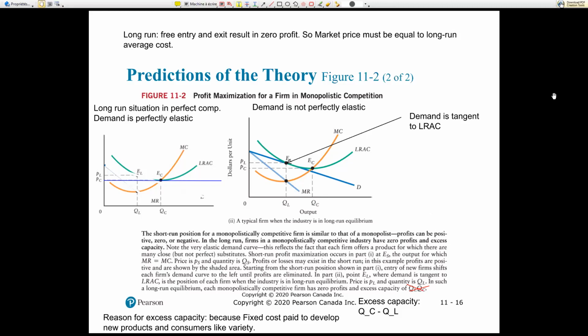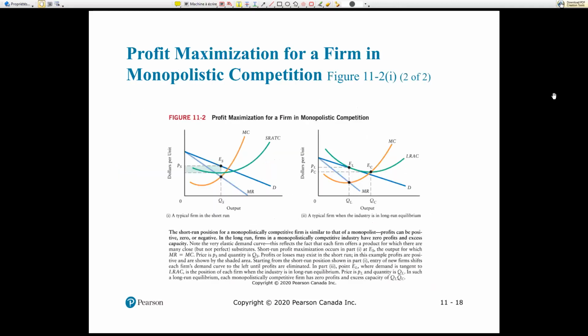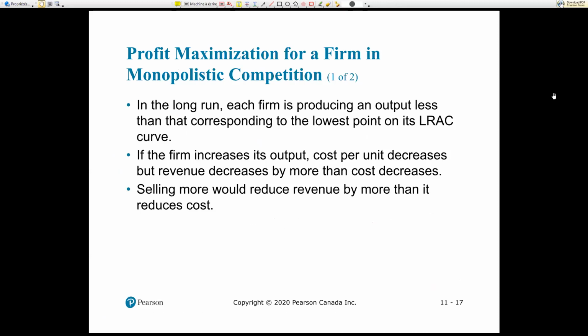So in the long run, each firm is producing output less than that corresponding to the lowest point on its long run average cost curve. If the firm increases its output, the cost per unit decreases, but the revenue decreases by more than cost decreases, because of the fact that you're a monopolist. So you're better off charging a slightly higher price on your specific product than producing at price equal marginal cost.